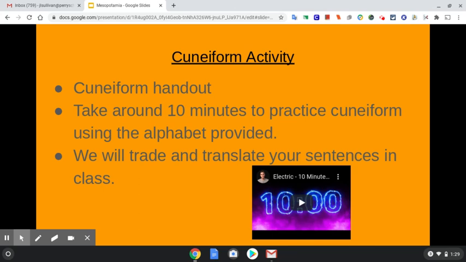Now we're going to look at cuneiform, and I'm going to give you a handout that has the alphabet on it as best as it can be. We're going to take a few minutes. You're going to practice using that cuneiform to write your name and come up with a sentence that someone else can translate in class.